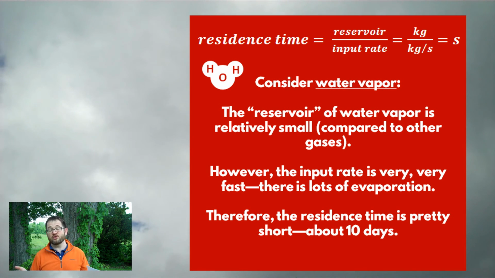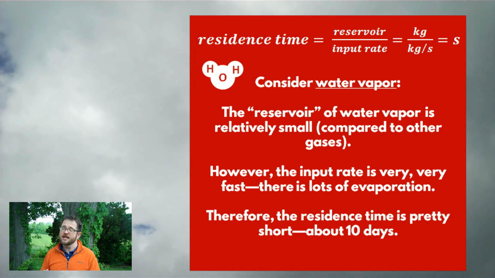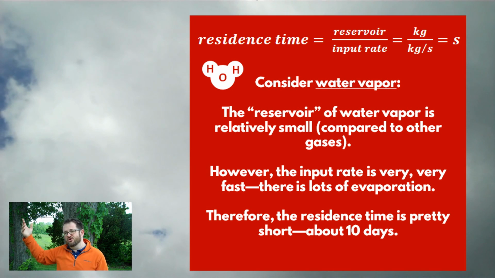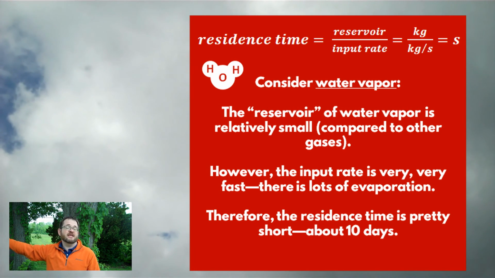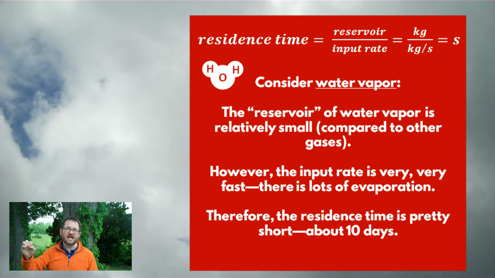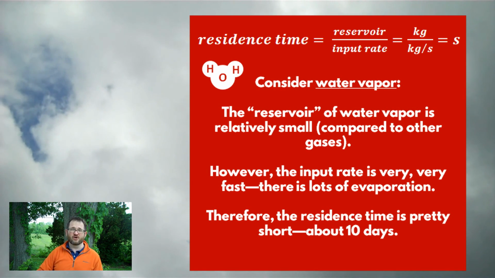In fact, if you work through the math, it works out to about 10 days. In other words, someplace out over the ocean, a water vapor molecule evaporates off the ocean and is now part of the atmosphere. On average, it will take about 10 days before that condenses out and is once again a liquid that falls out in the form of rain.